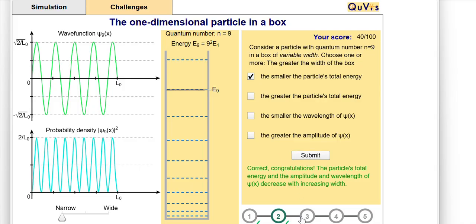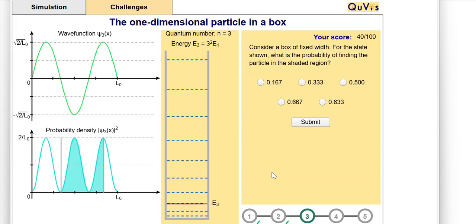Alright, let's move on to question 3. Can you please try this yourself? Pause and try yourself. Okay, we're back from the pause. Consider a box with fixed width. So, I think it's this box. For the state shown, find the probability of finding the particle in the shaded region. So, what's the probability of finding the particle in this shaded region?